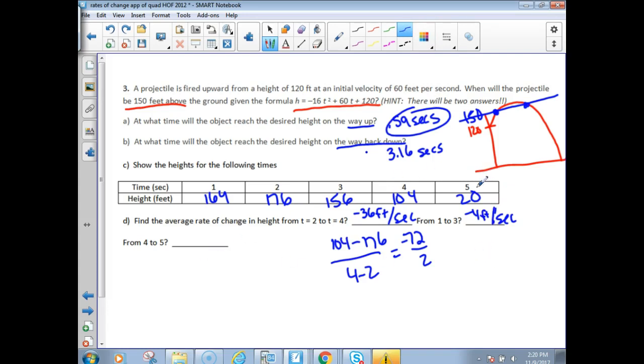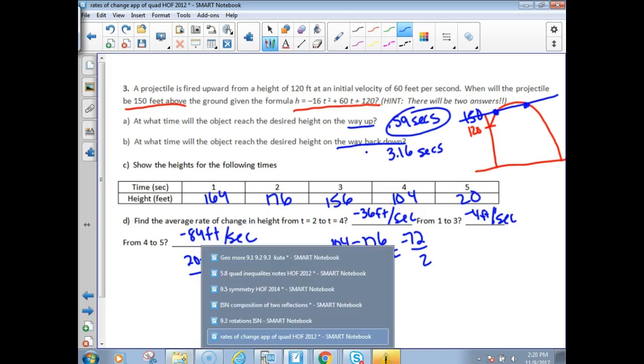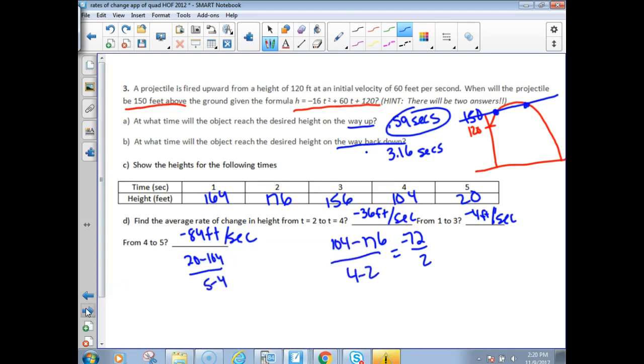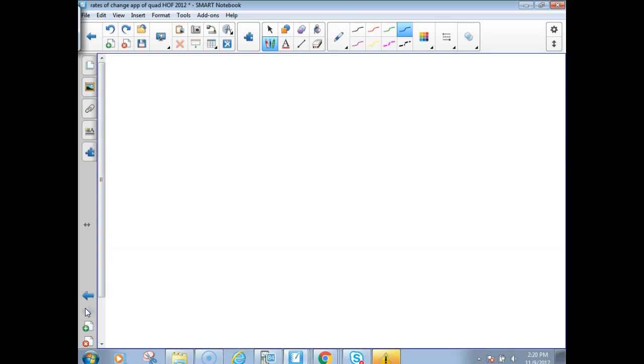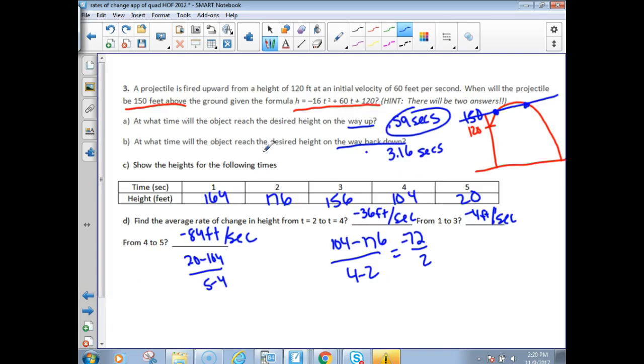Okay, and then 4 to 5 seconds. Oh, 20 minus 104. I don't know why I'm showing this one when I didn't show the last one, but divided by 5 minus 4, which is 1. Okay, and that's -84 feet per second. So you see how it's speeding up? Oh, well, actually, this was after that. So the earlier time was slower, and then it kept going faster and faster until at some point it hits the ground. Okay, that's all I've got to say about that.